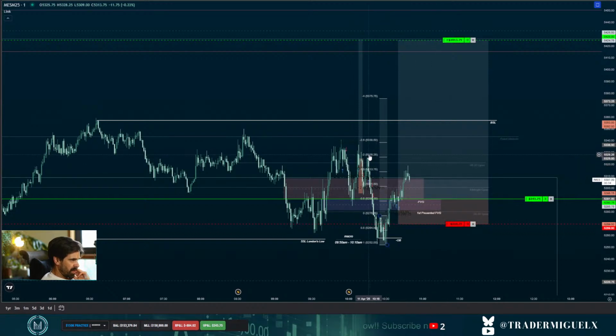So now price is facing the last order block, which we can consider is this one here. We are facing 50% of it, so this might get a reaction as well.